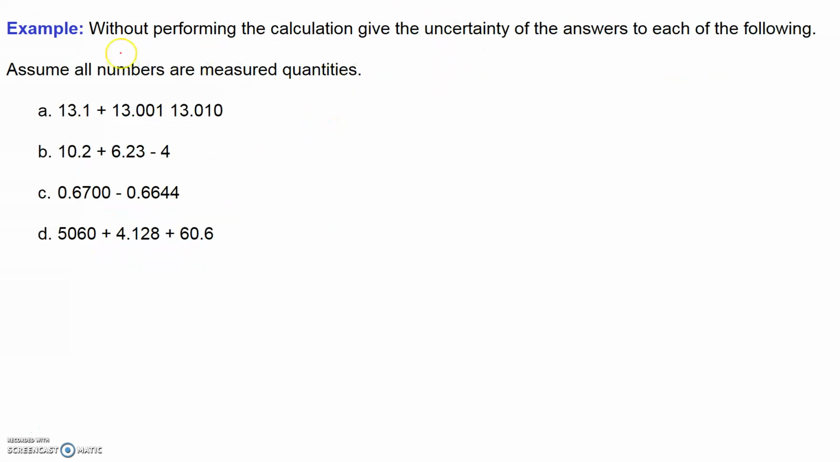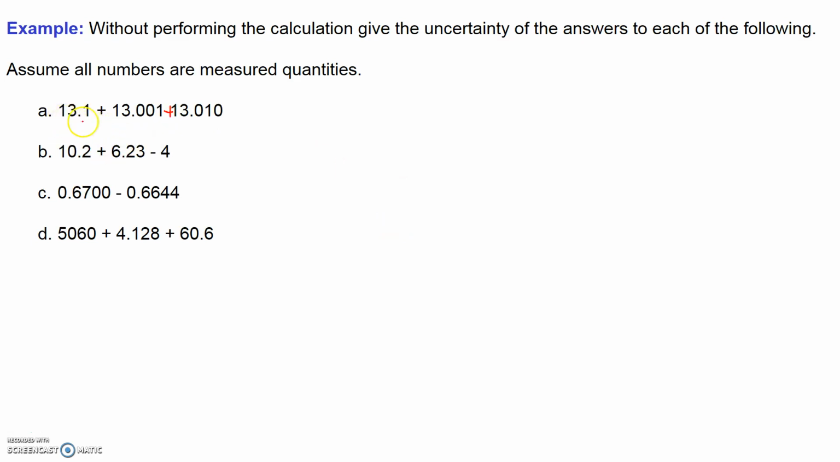So again, now we're doing the same thing without performing the calculation. Give the uncertainty of the answers to each of the following. And assume all numbers are measured quantities. That means that they're not exact numbers. And so what we're working with here is adding and subtracting. So this one looks like there's a little bit of an issue in that it doesn't have an addition sign in there. So I'm just going to draw it in for you. And so here we go.